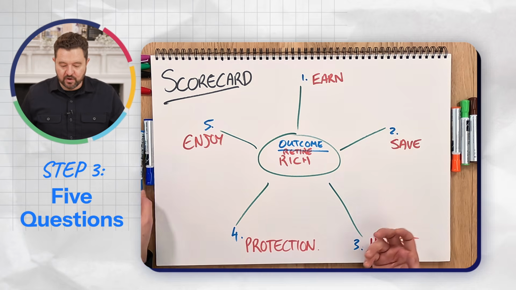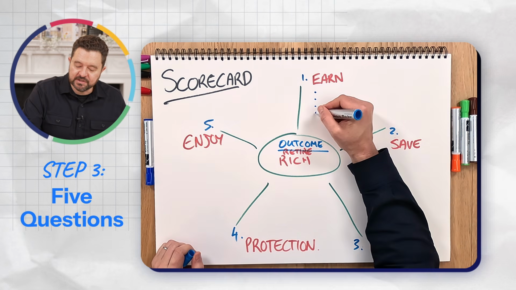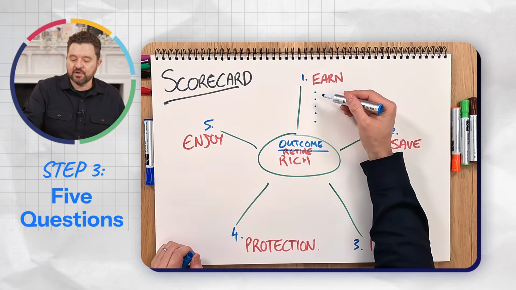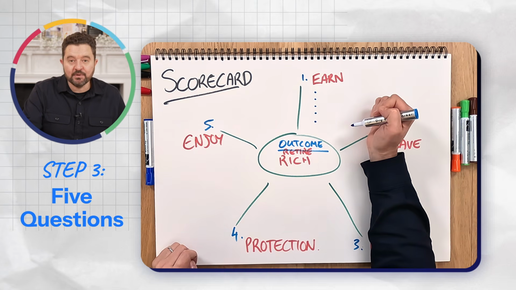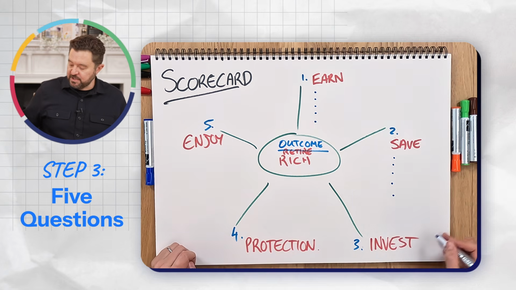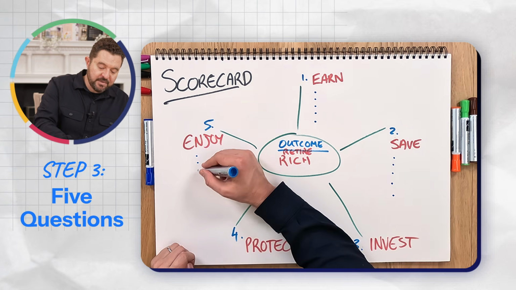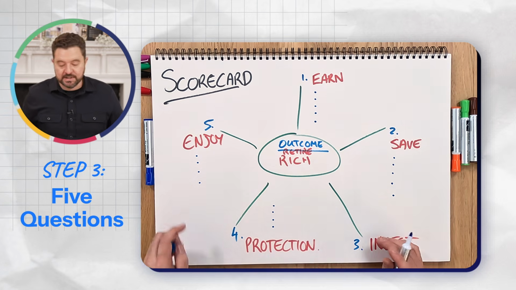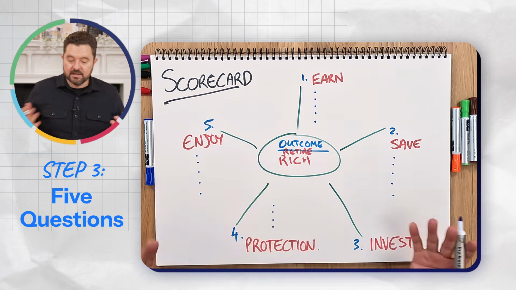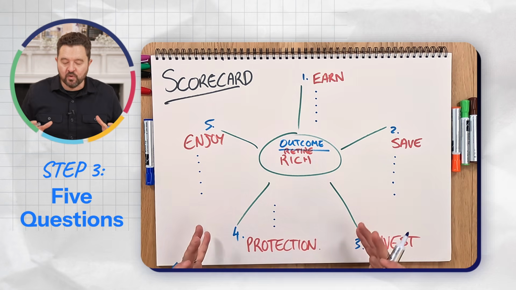Now that I've got those drivers, what I now need to do is come up with 5 questions as to understanding how people are earning money, 5 questions about saving money, 5 questions about investing, 5 questions about protecting, 5 questions about peace of mind and enjoyment of the whole process. So what I'm trying to do is figure out what questions I would ask to determine whether that driver is strong or weak.